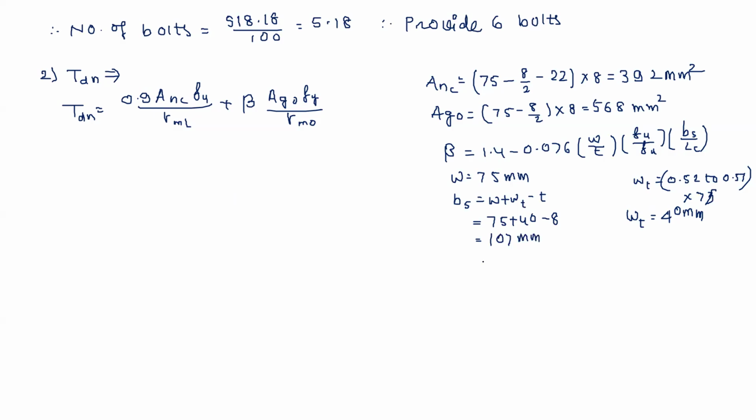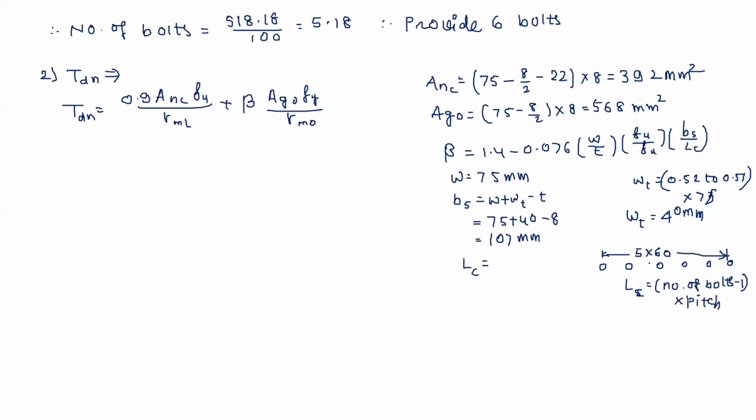Now Lc, the distance between the two bolts. We have six bolts, so 1, 2, 3, 4, 5, and 6. So we have 5 pitches, so this will be 5 into 60. 60 is the pitch. So if we have 6 bolts, then we have 5 pitches. So Lc equal to number of bolts minus 1 into pitch.